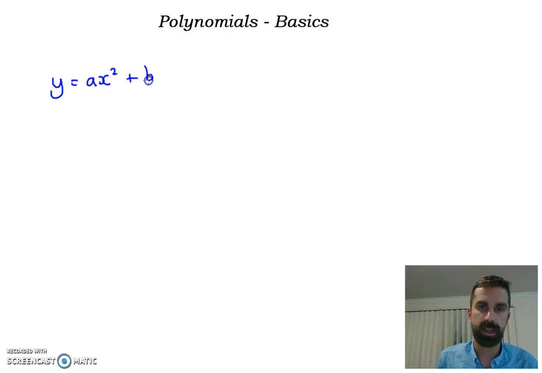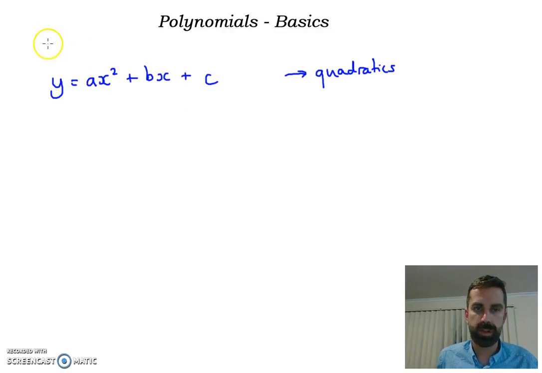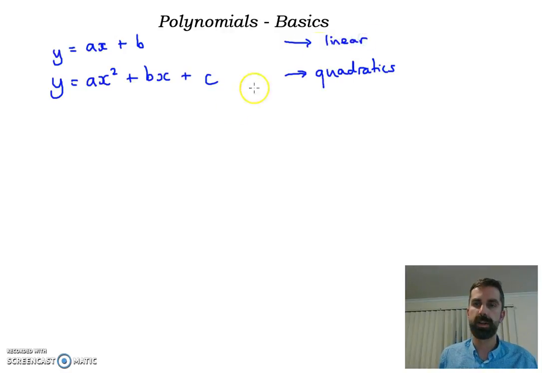So y equals ax squared plus bx plus c. And we call those quadratics. And we've also in the past looked at equations that look something like this, y equals ax plus b. And we call those linear equations. There are also equations that get more complicated than that. So for example, I'm sure you would have seen these before.